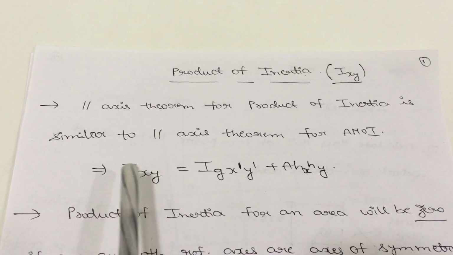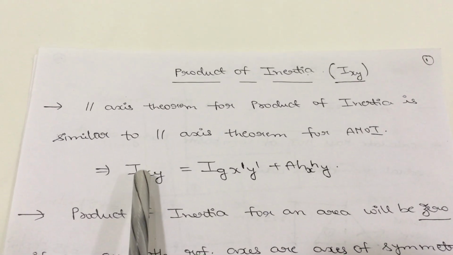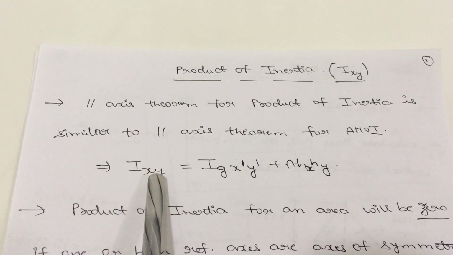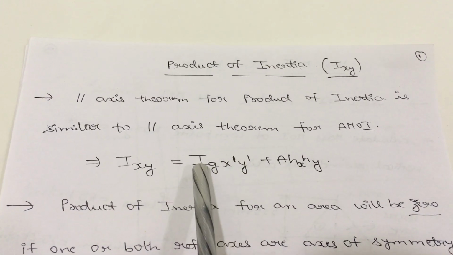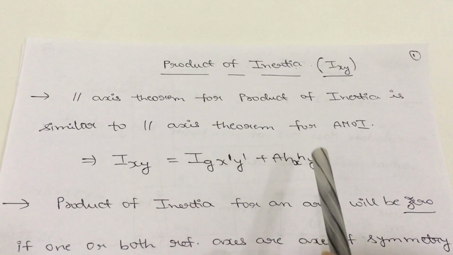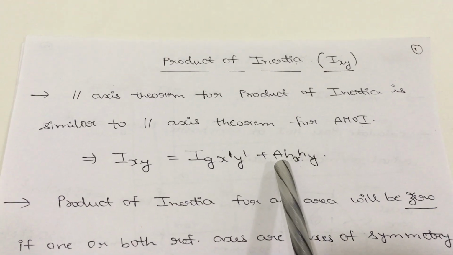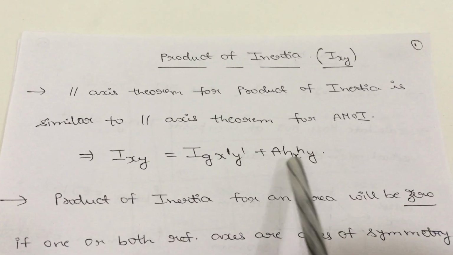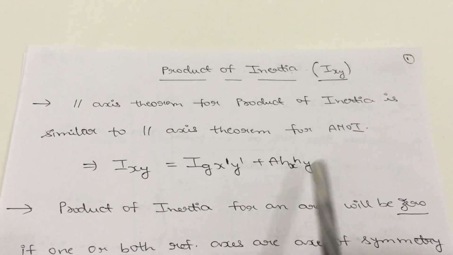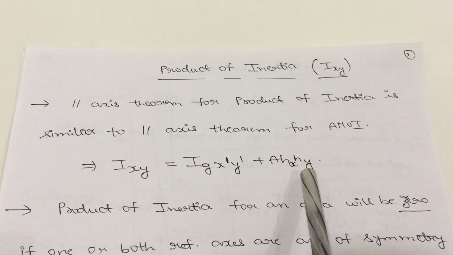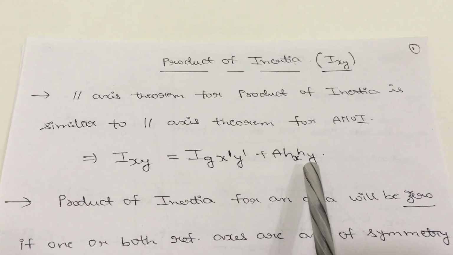First term is Ixy, which is the product of inertia about x and y. Ig x'y' is the product of inertia about its centroidal axis, and A is the area of the complete plane figure. And coming to the hx and hy distances, this is the first difference when you compare the parallel axis theorem for product of inertia and area moment of inertia.